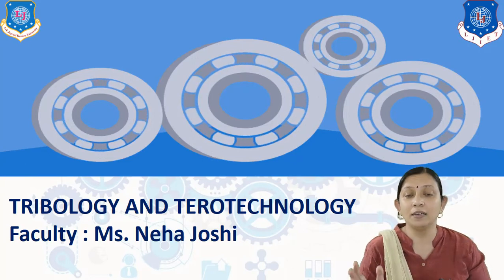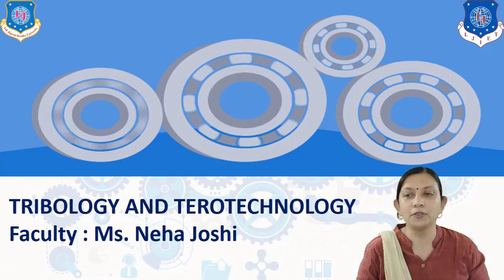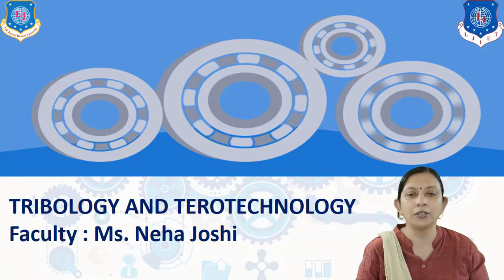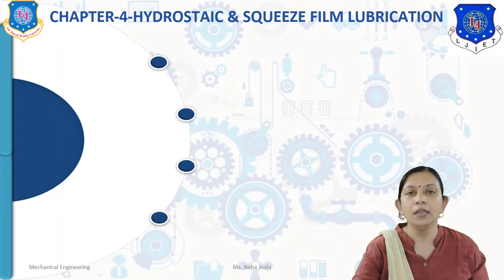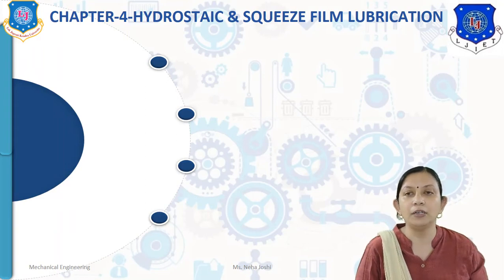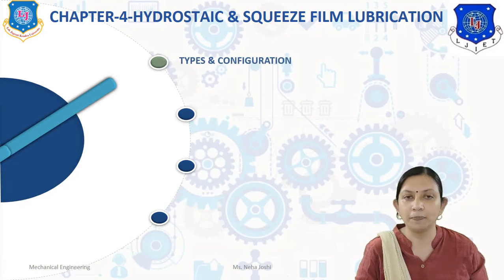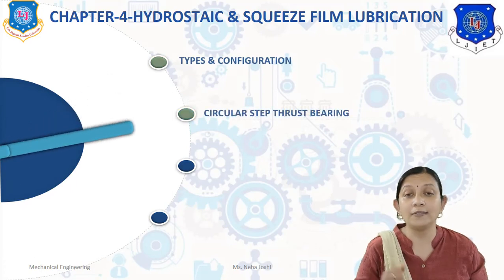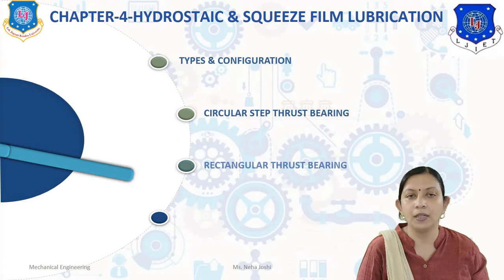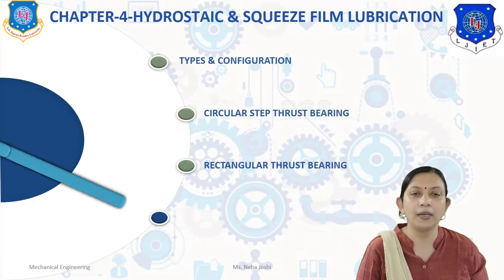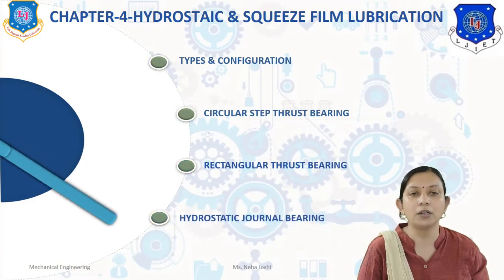Let us carry on with our fourth chapter, that is hydrostatic and squeeze film lubrication. In today's session, we will cover different topics like types and configuration of hydrostatic bearing, then what is a circular step thrust bearing, then a rectangular thrust bearing and hydrostatic journal bearing.